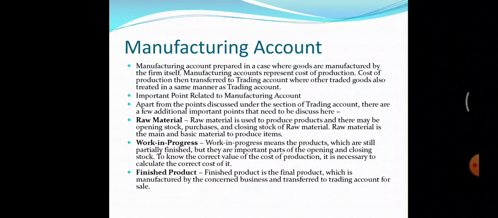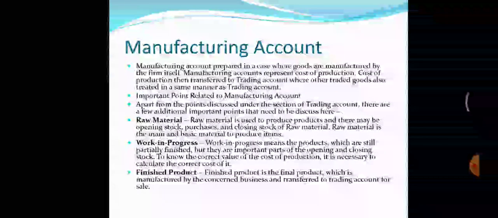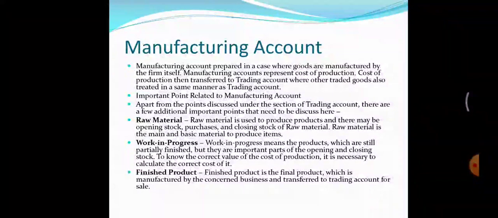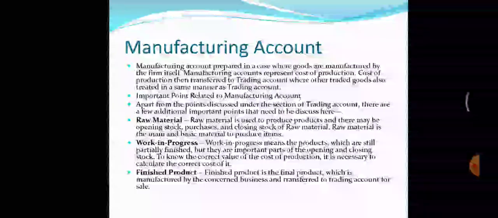Next one is manufacturing account. Manufacturing account is prepared in the case where goods are manufactured by the firm itself. Manufacturing account represents the cost of production, then transferred to trading account, where the traded goods are also treated in the same manner as the trading account.